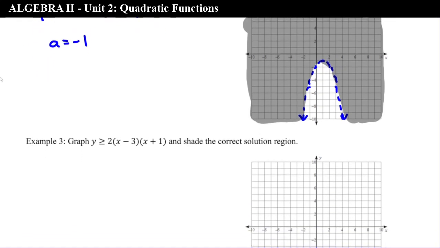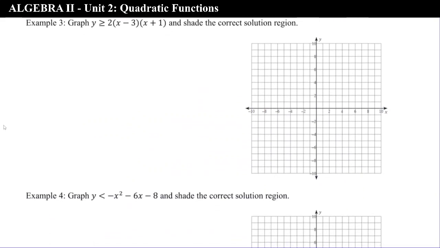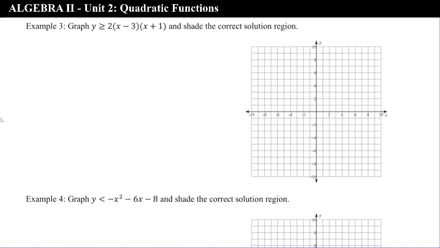Okay, let's move on to example 3. So example 3 is in intercept form. And with example 3 being in intercept form, we can immediately pick out what our x-intercepts are. And those x-intercepts would be x equals 3 and x equals -1.